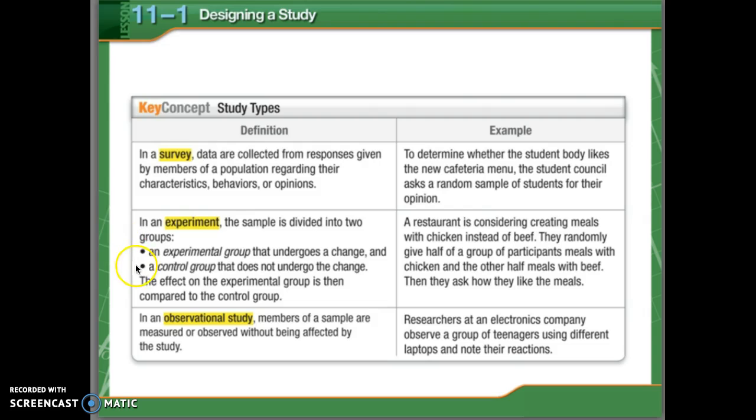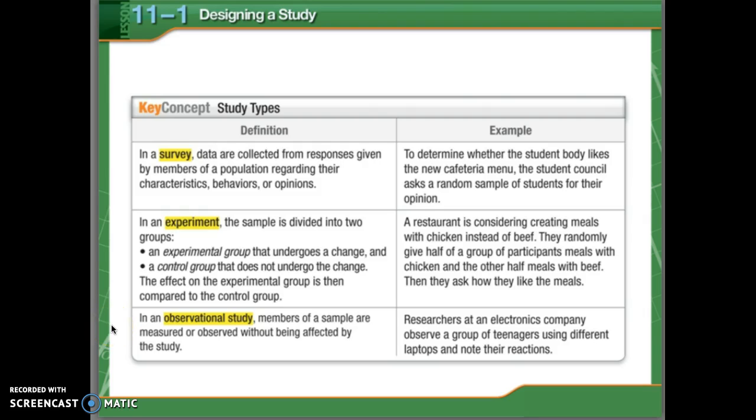In an experiment, the sample is divided into two groups. You have an experimental group that is given a change, they undergo a change, or they're given a treatment. And you have a control group that does not undergo the change, or that gets a placebo. Placebo means like a fake treatment, where they think it's real, but the people running the experiment know that it's not real. Then the effect on the experimental group is compared to the control group.